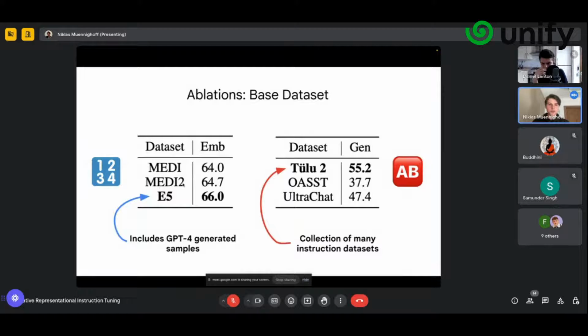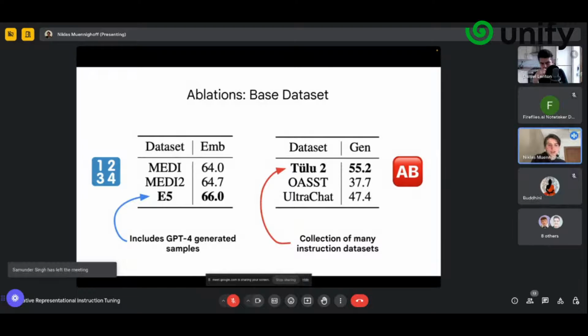And then we created our own version of that, MEDI2, essentially also created by the same person. And that was slightly better. But we got the best performance by using this E5 data set, which gave a pretty big boost. This data set contains a lot of samples that were generated by GPT-4 and ChatGPT, which is interesting because these are all synthetic samples, but apparently they're really good and can be better than the other samples that you can get from public data sets. However, E5 still contains non-synthetic samples, so just a part of it is generated by GPT-4.